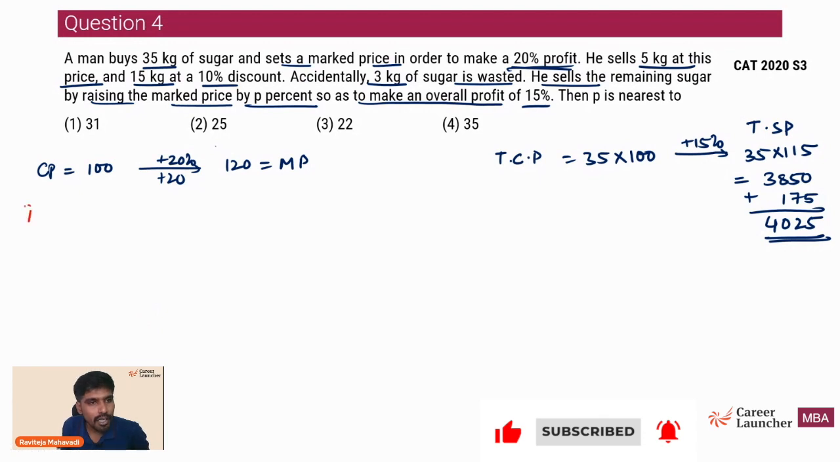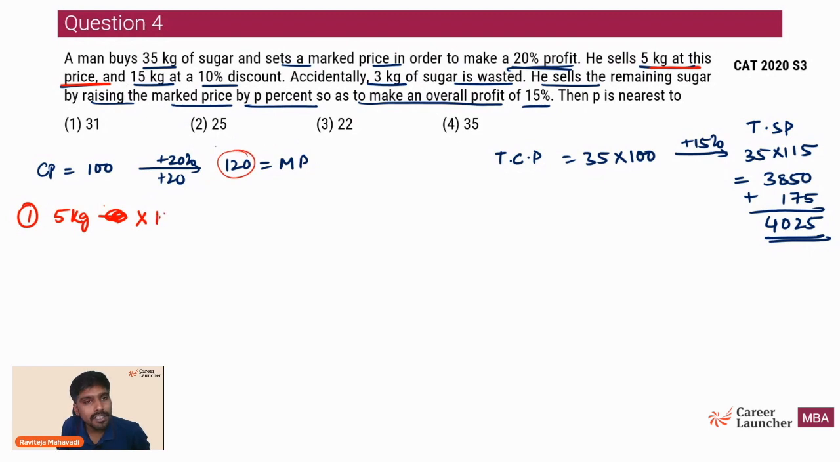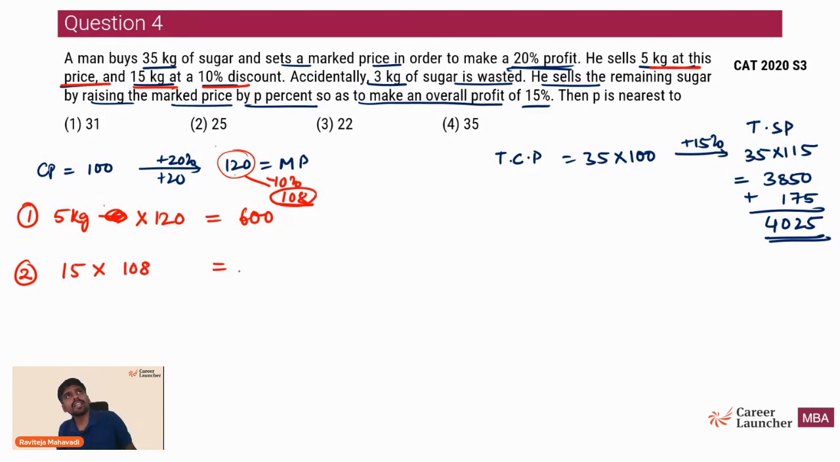That is what my goal is. Total selling price should be 4025. Let's look at what happened. First 5 kg is sold at the same price, that means without any discount, 120. That means he has secured 600 rupees out of the first 5 kg. Then he sells 15 kg at a 10% discount. So if you give a 10% discount over this 120, it becomes 108. For these 15 kg, the selling price will be 108. So 108 into 15, 1080 plus 540, 1620.